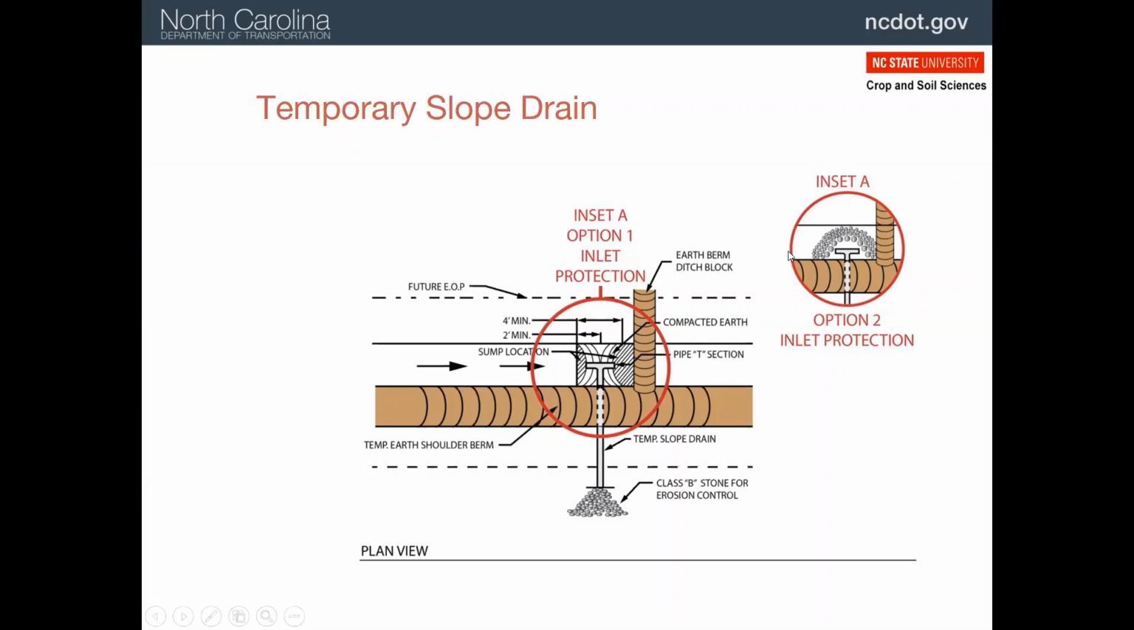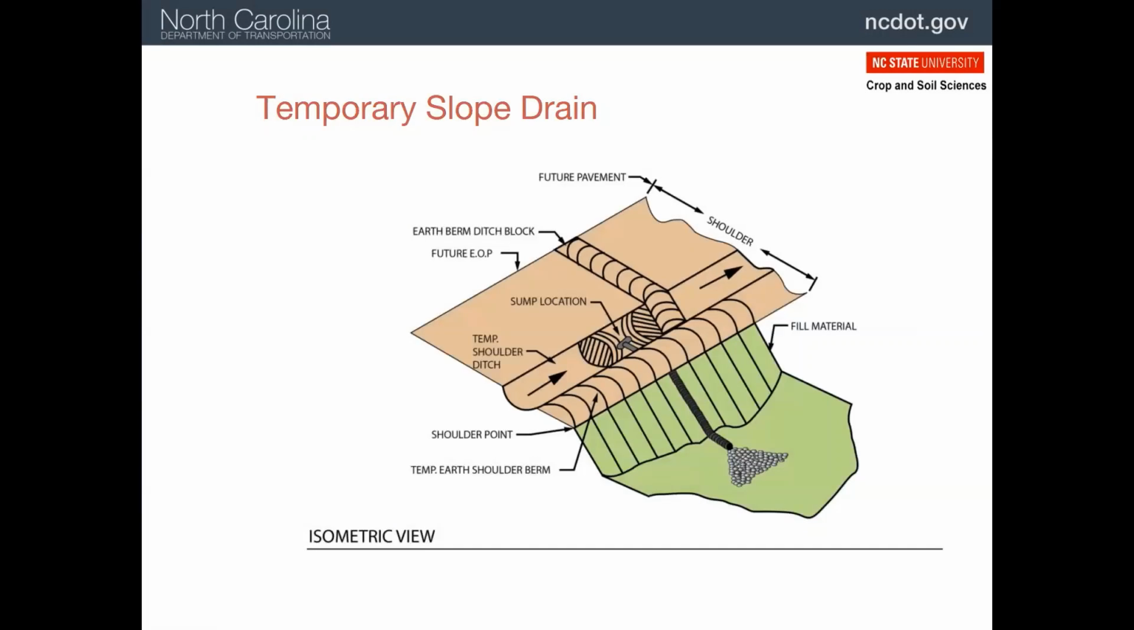This insert A shows another option, which is the most common inlet protection system, consisting of a ring of rock with a cover of gravel. This also pools the water briefly to drop out the heavy sediment. We don't want this slope drain to get filled with sediment. This is another view which shows that earth berm, preventing the flow from bypassing. It also shows the rock lining at the bottom to prevent scour when the water is released from the pipe.